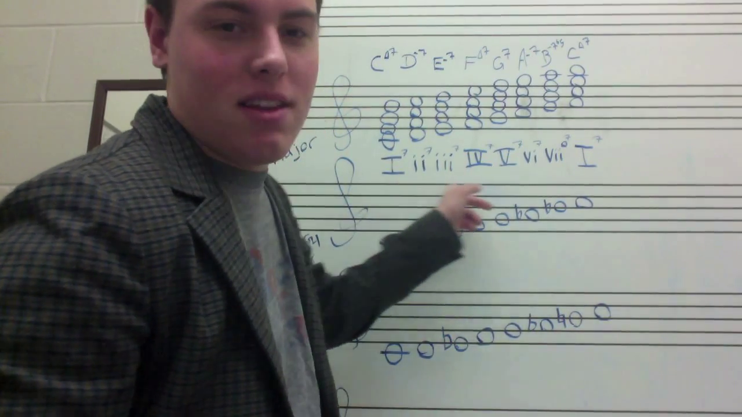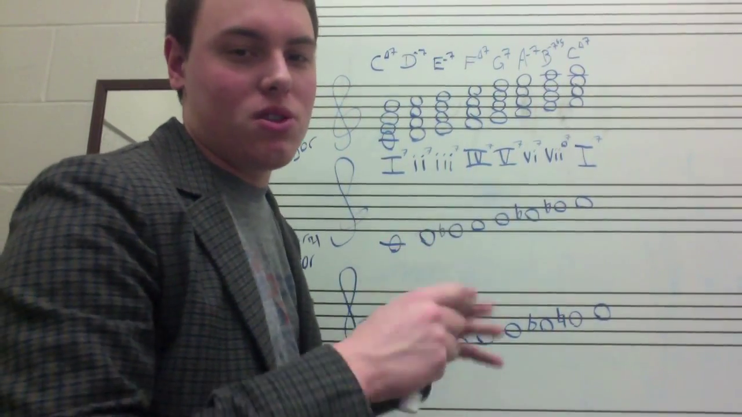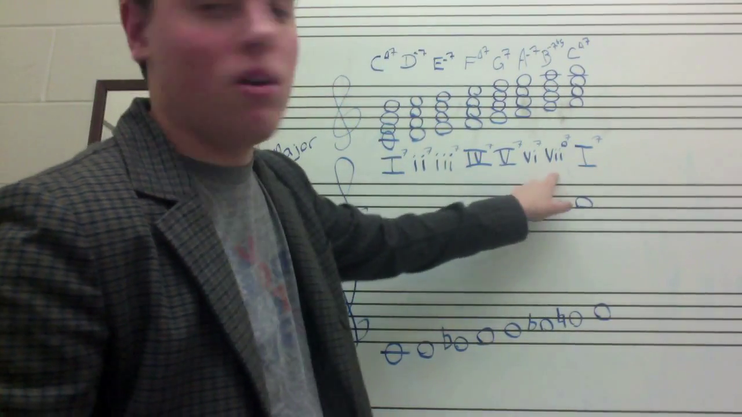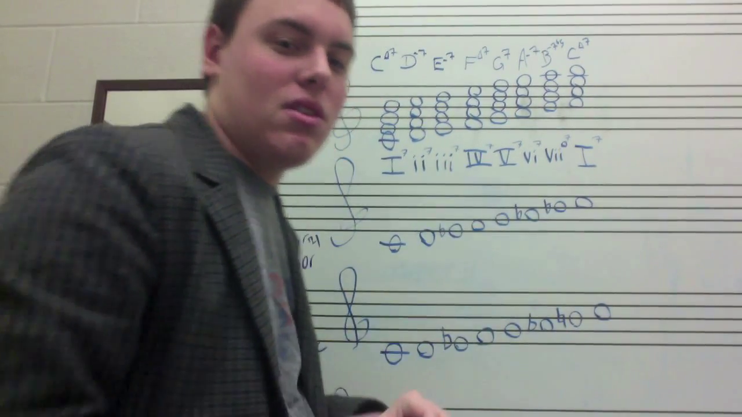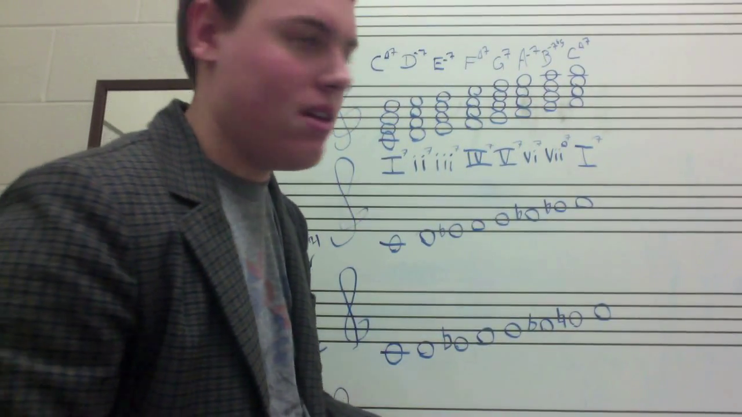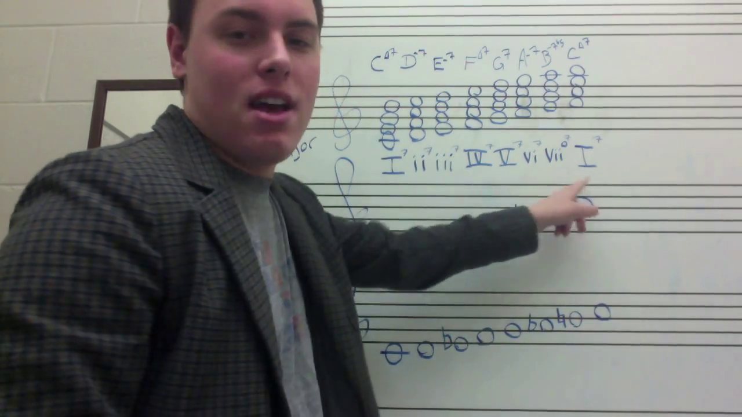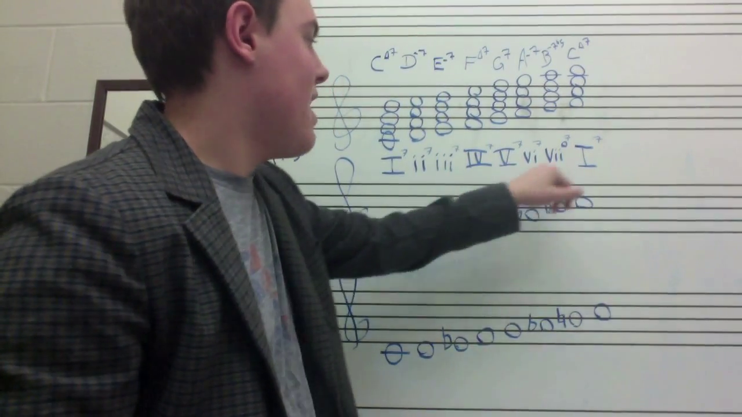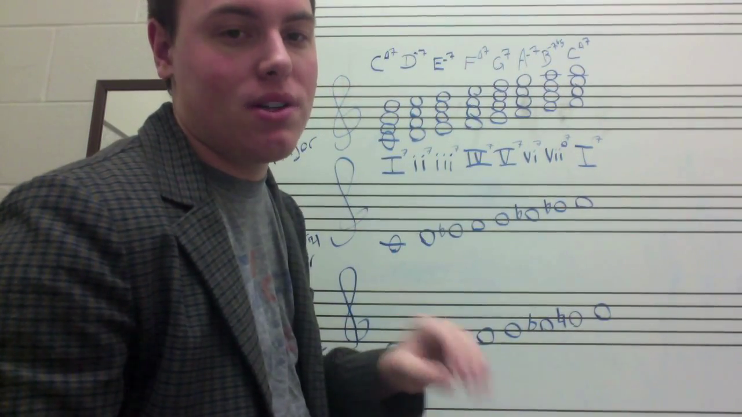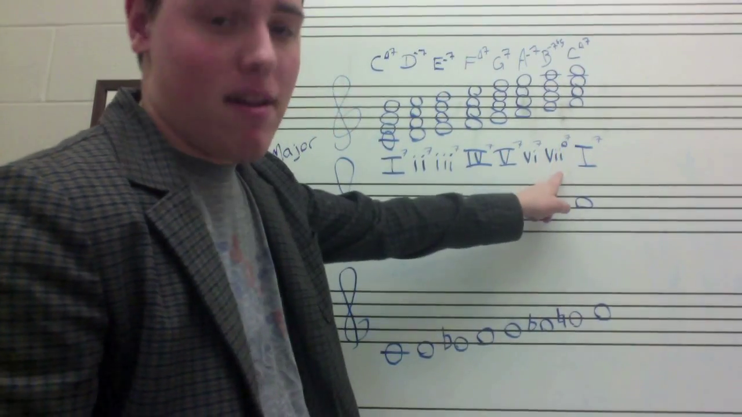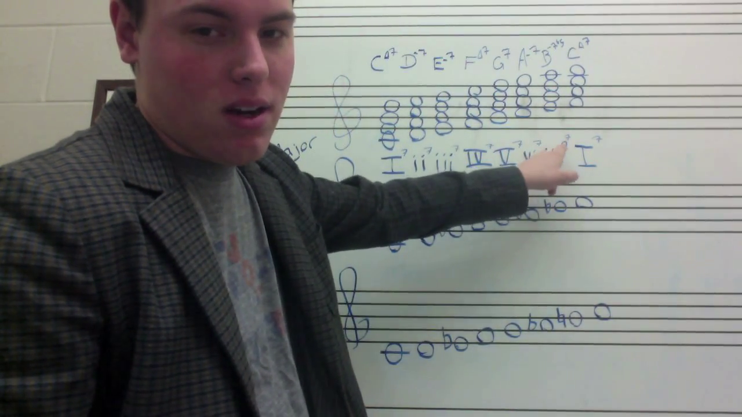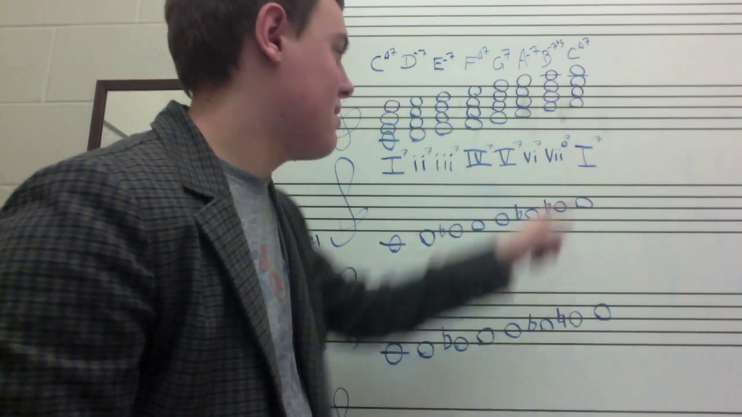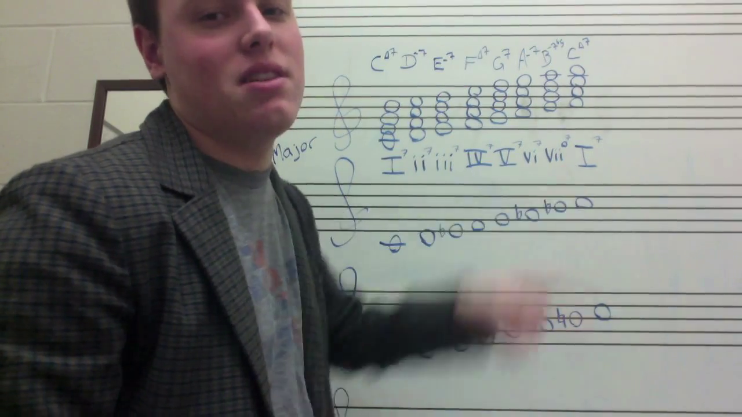So you'll see they're all Roman numerals, but the Roman numerals are different cases. Like these ones are uppercase and these are lowercase, and that has to do with the quality of the third in the chord. So the uppercase ones have a major third and are major chords, whereas the lowercase ones have a minor third and are minor chords, except for 7. 7 has this little circle here, which means it has a diminished 5th. So that means it has a minor third and a diminished 5th and is a diminished chord.